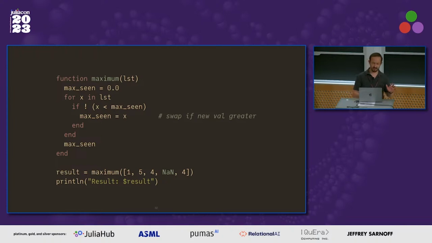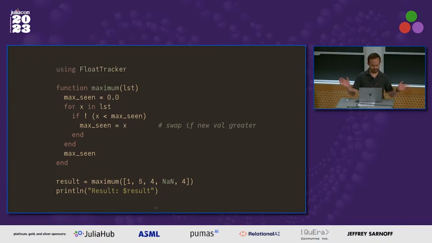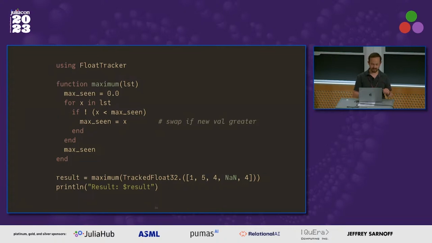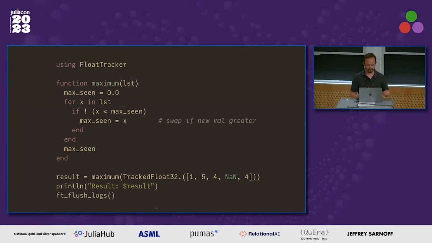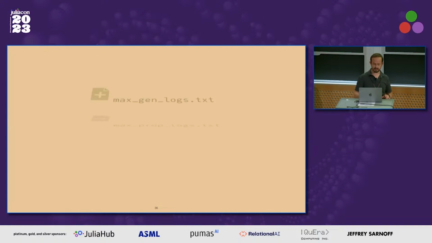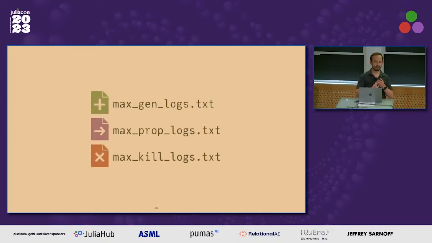So the first step to using float tracker is to say using FloatTracker. And then you wrap the input in our TrackedFloat32 type. Float tracker builds up logs and flushes them periodically to file, but just at the end, just to be safe, let's ask float tracker to finish up tidying those logs. Okay, so with these few modifications, we rerun our code, get the same result, but this time we get some log files. We get 3 log files, one for each kind of event in an exceptional value's lifetime.